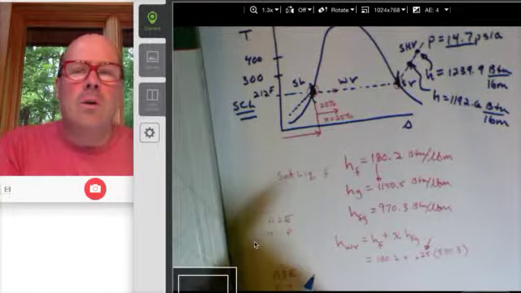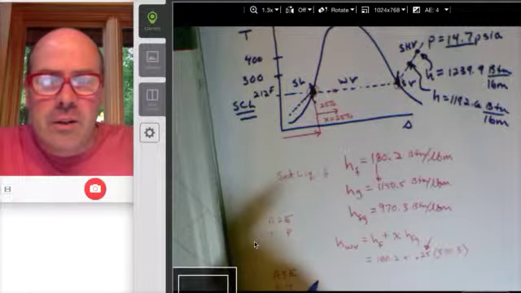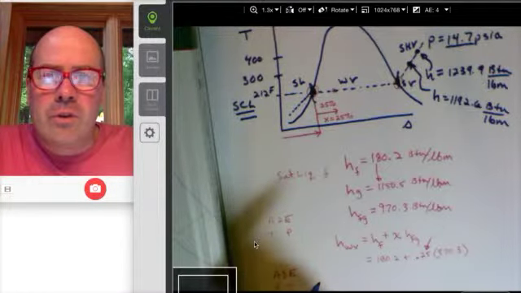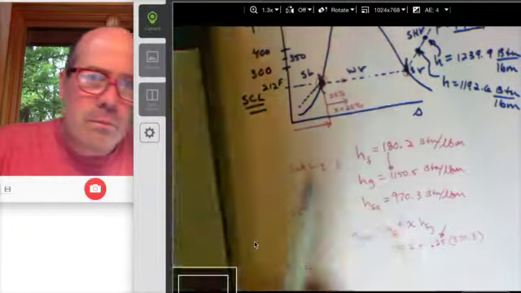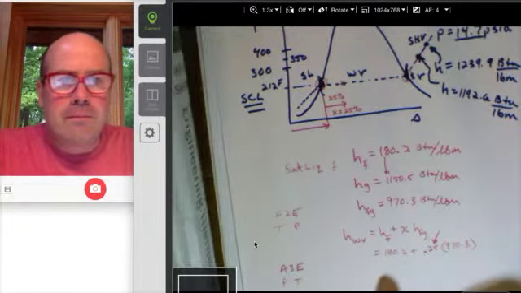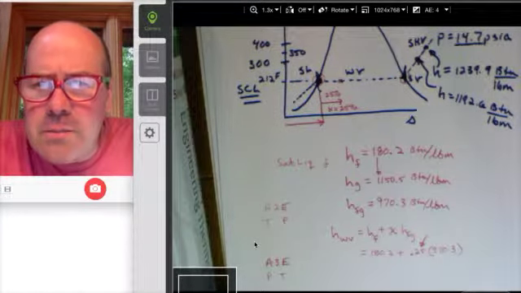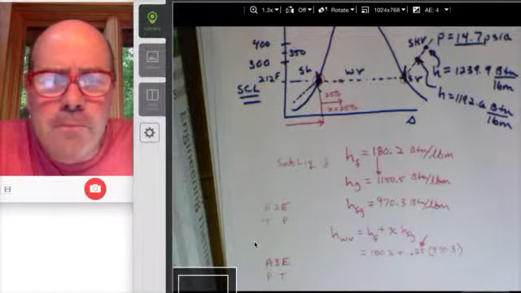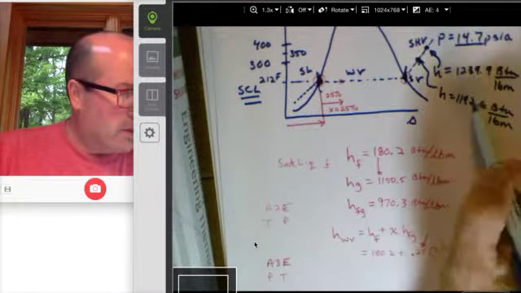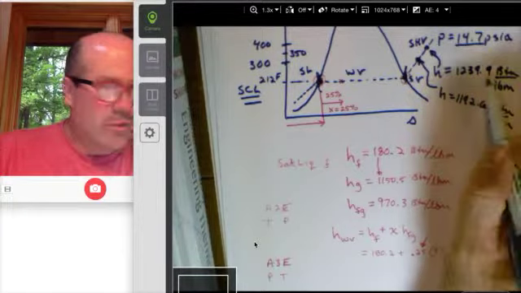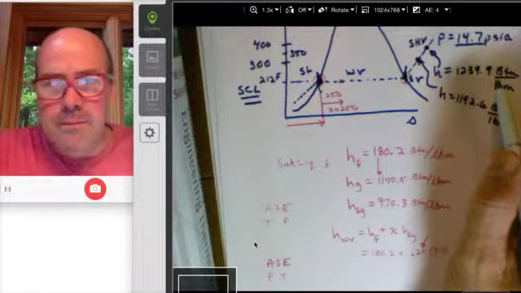Well, what if we wanted to find the enthalpy, but the temperature wasn't that easy? What if the temperature was 350 degrees? I'll let you ponder that for a second. I see some pretty smart students out there. I bet you're saying, well, it's probably halfway between 1192.6 and 1239.9. And you would be right.